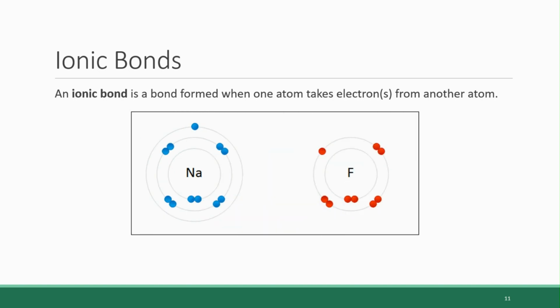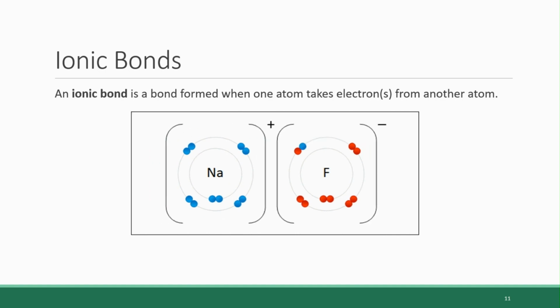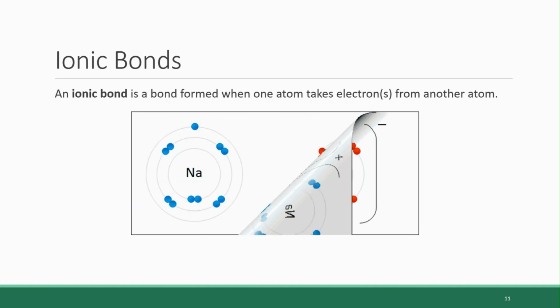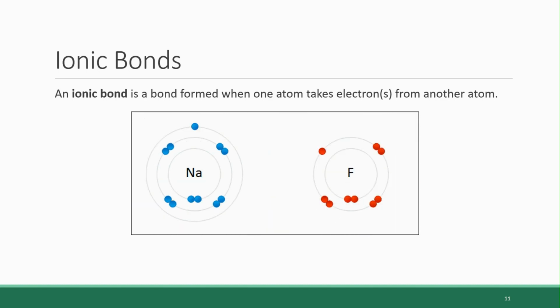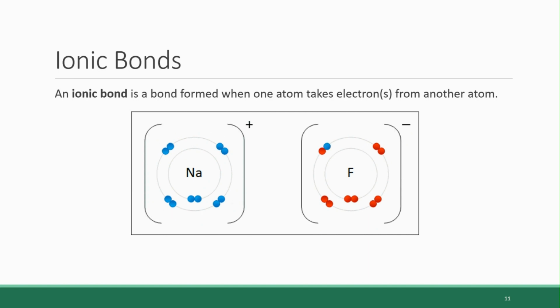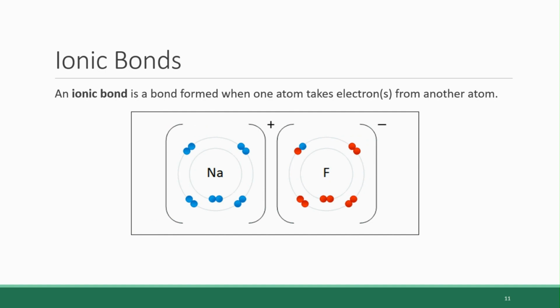So an atom that takes an electron becomes negative, while an atom that loses an electron now has an excess of protons and is positive. So the particles now have this linked attraction to each other. The opposite charges attract, sort of like magnets. As a result, a molecule is formed.